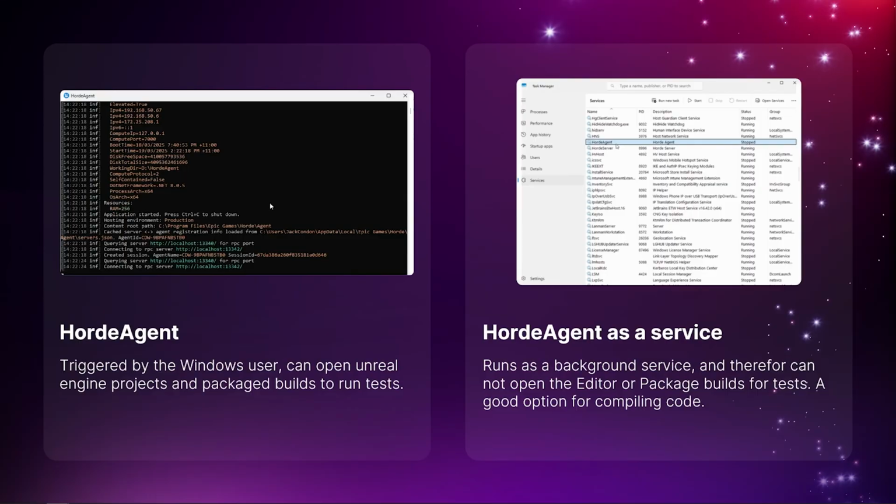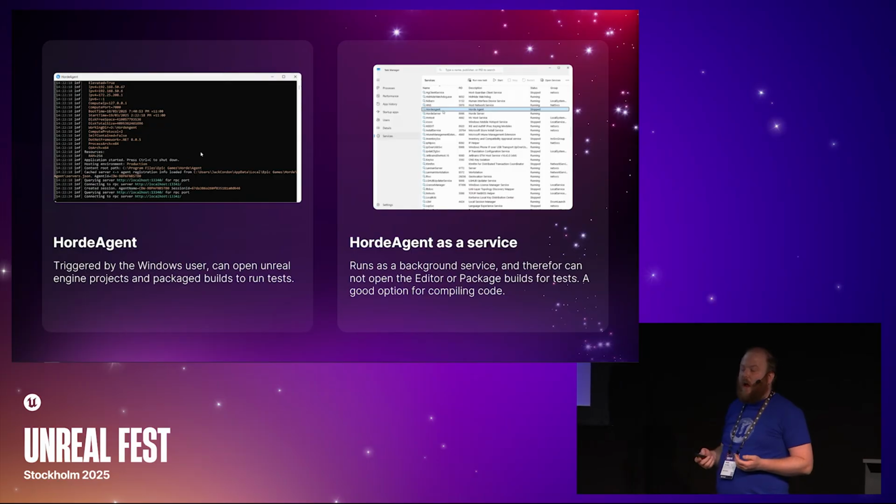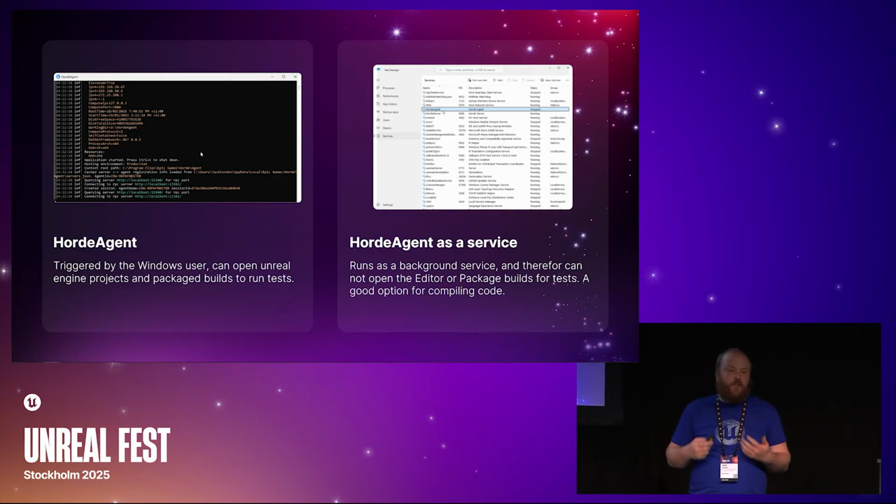So when working with agents on Windows, you need to be aware that you can run them in two separate flavors, as a service or run by the user. A Windows service won't be able to launch standalone builds of the editor or package projects. So you're not going to be able to work on this machine if you want to use it for testing. So let's disable our Horde agent service and run it directly.